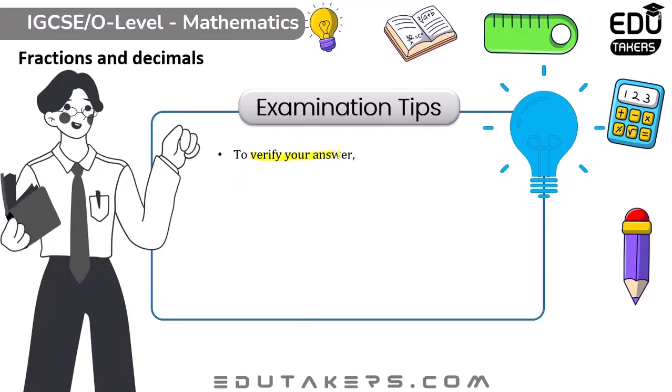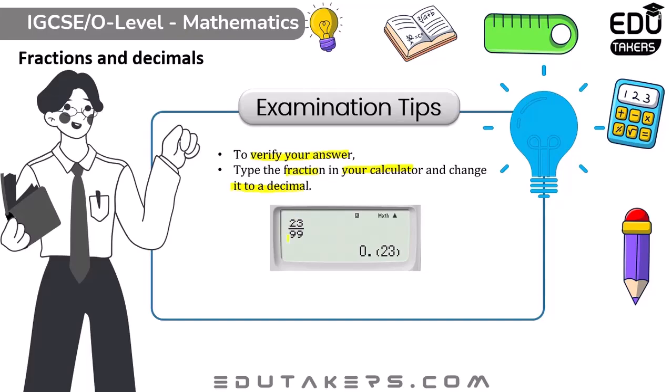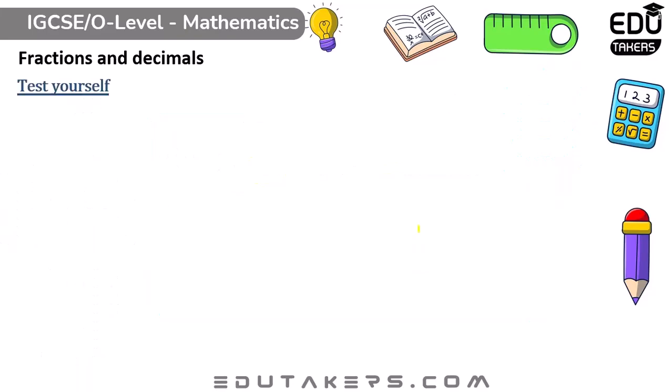To verify your answer, type the fraction in your calculator and change it to a decimal. So 23 over 99 equals 0.23 recurring.